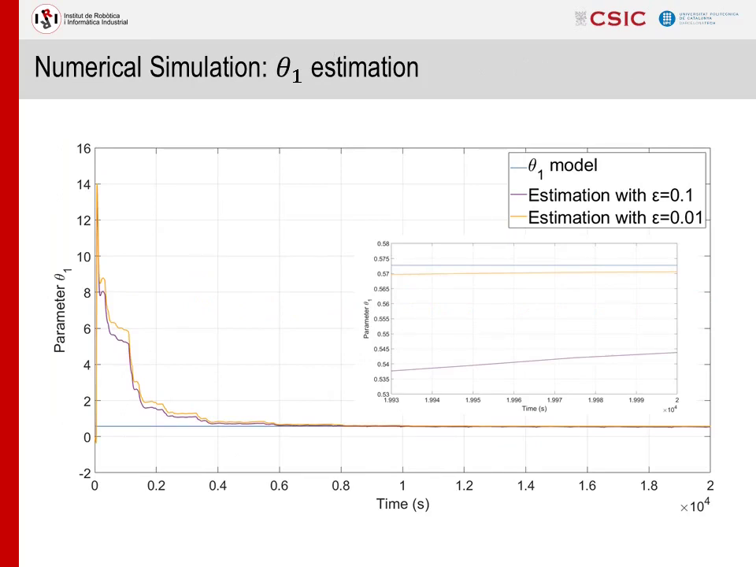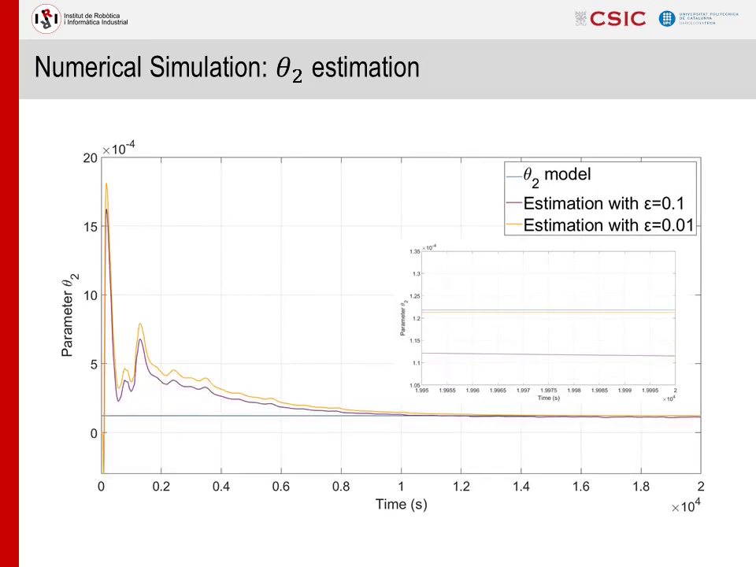Notice that, during the transient, the observer with lower epsilon presents the largest error. This is due to the increase of the peaking phenomenon in the high-gain observer. Nevertheless, after the transient, the observer with lower epsilon presents the lowest estimation error. The same conclusions can be drawn for the estimation of the second unknown parameter.